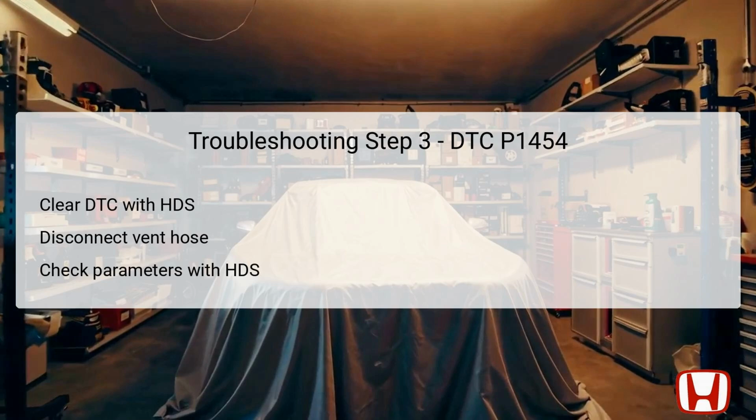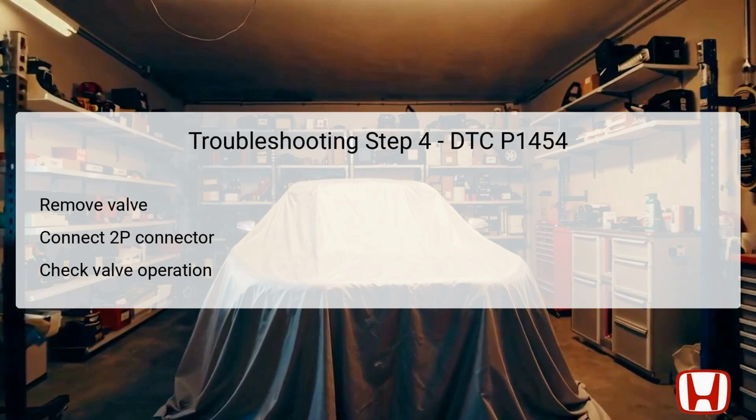With the vent hose disconnected, turn the vehicle back to the on position and utilize the HDS to check the FTP sensor parameters once more. Ensure the readings still fall within the specified threshold of -0.67 to 0.67 kilopascals. If the conditions match, check for any blockages further downstream, such as the vent hose or drain. Should the parameters not match, proceed to Step 4 for additional checks.